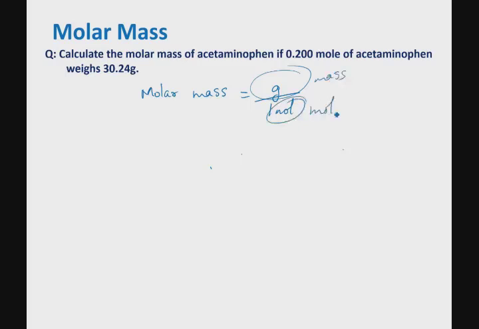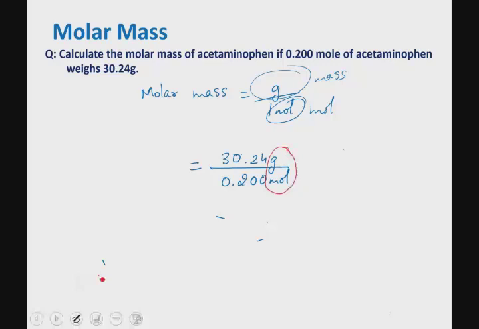Moles. Do we in this problem know the mass of the sample of acetaminophen? Yes, we do. We know there is 30.24 grams of acetaminophen in this sample. Do we know the moles of this sample? Yes, we know that the sample is 0.200 moles of acetaminophen. Now notice when you do that, the answer has units of grams per mole. Those are the units of molar mass.